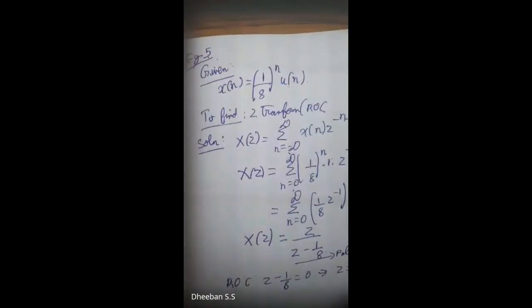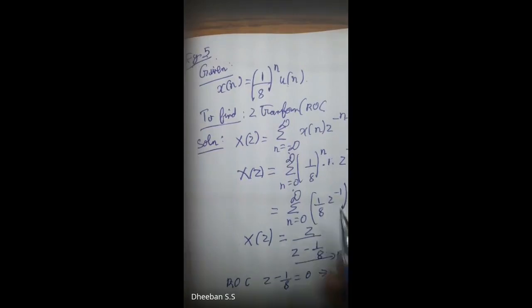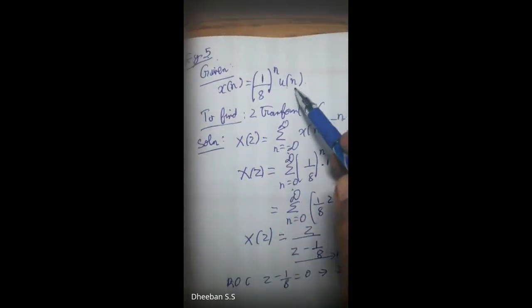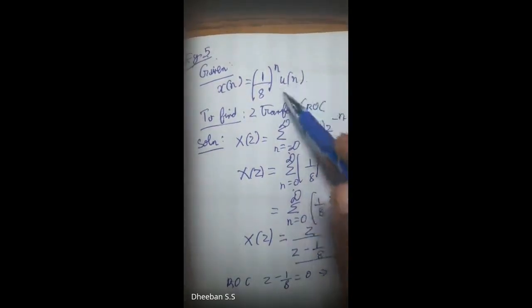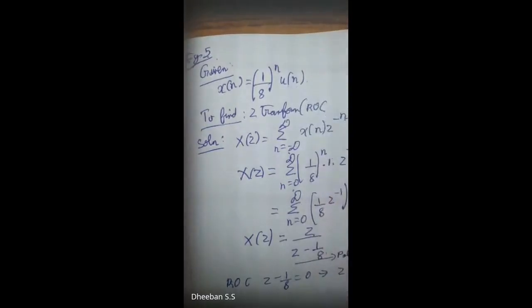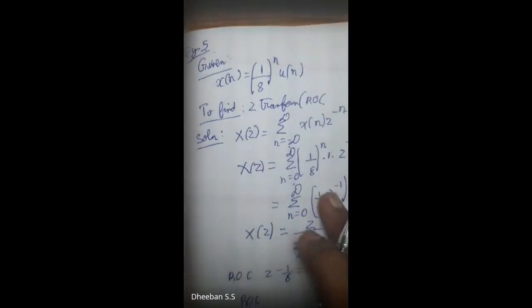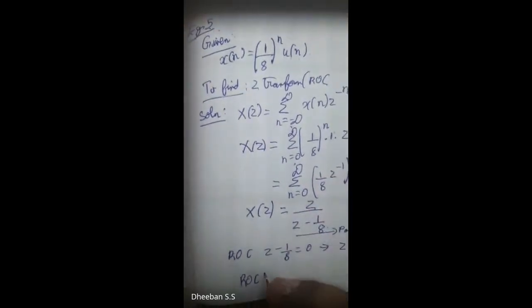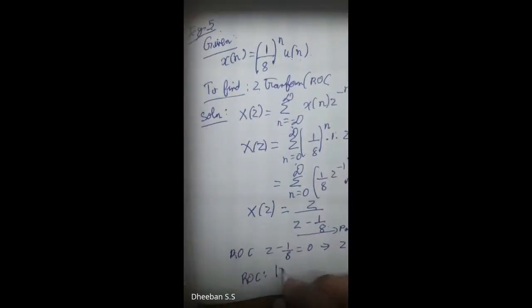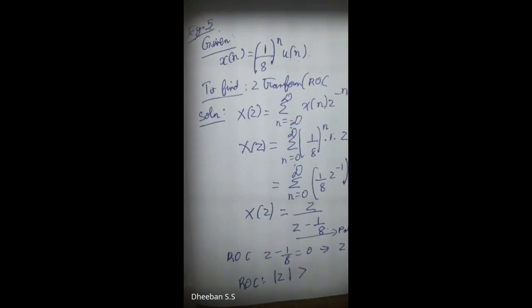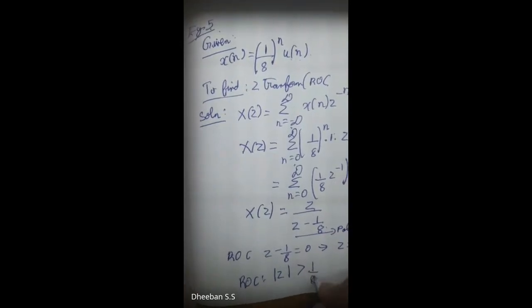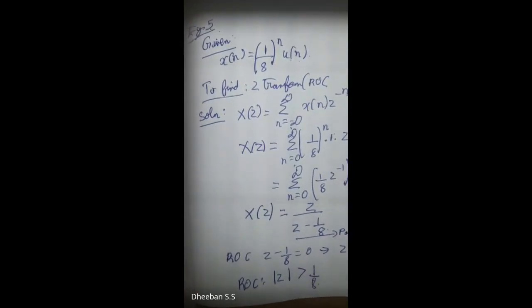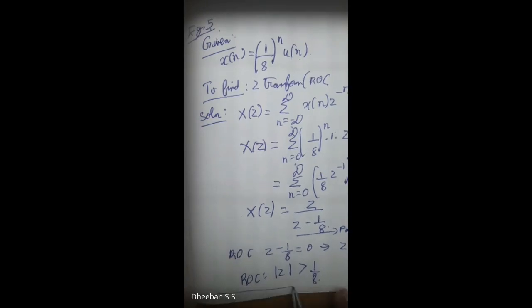Now you have to check whether it is a right-handed signal or a left-handed signal. This belongs to positive n, so it is a right-handed signal, so it will have greater than. So the ROC is sigma greater than 1 by 8.